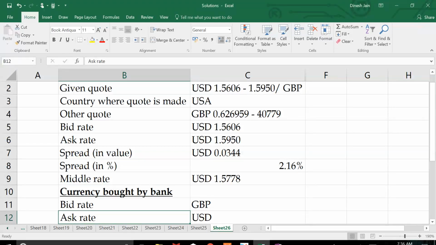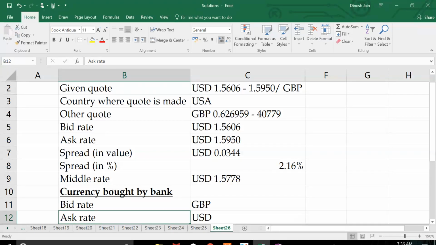The given quote is 5606-950, which will be interpreted as 1.5950. It's made in USA. The indirect quote is written 0.626959 slash, it was 640, so I have removed 6 and made it as 40779. Bid rate, ask rate, spread in value, spread in percentage, and middle rates are captured.